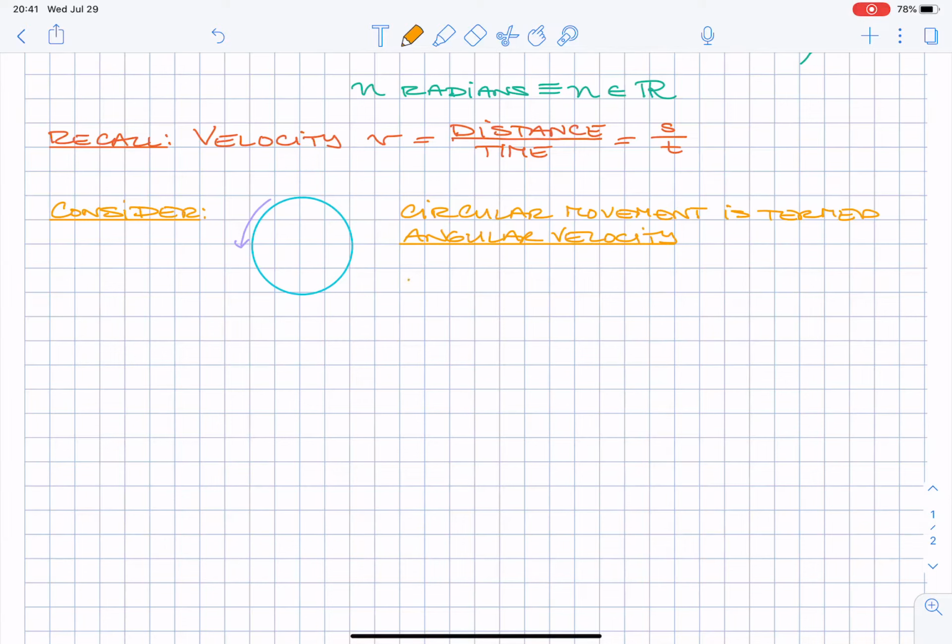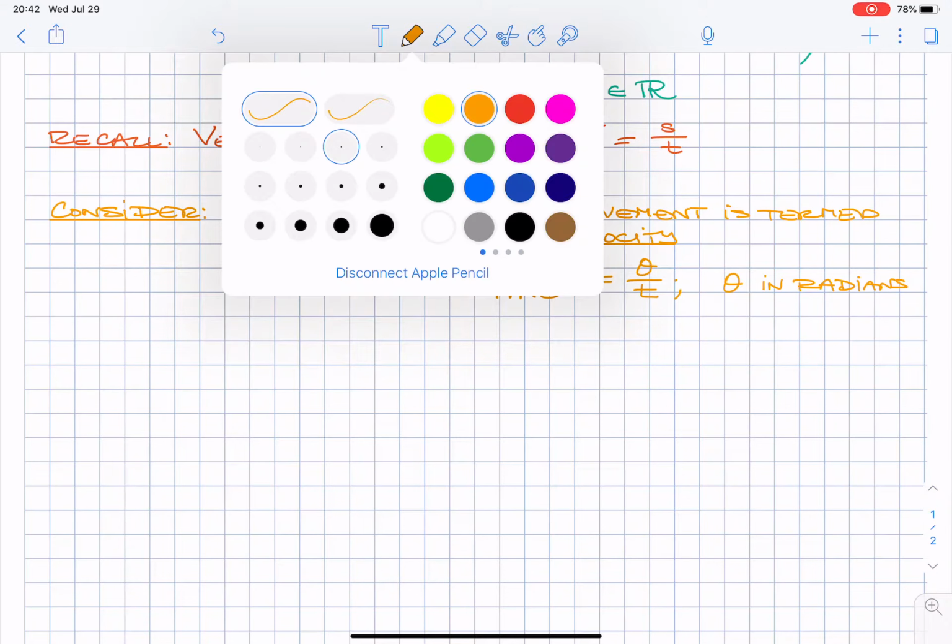Okay, so we call that omega, and that's going to be the angle, not distance. So we want angle. How much of an angle have we gone through per unit time, so per hour. So that's going to be theta over t. And of course, since it is a velocity, we make sure that theta doesn't have degrees attached. We want it to be unitless, so theta will have to be in radians, because we can't have a velocity in terms of degrees. That makes no sense.